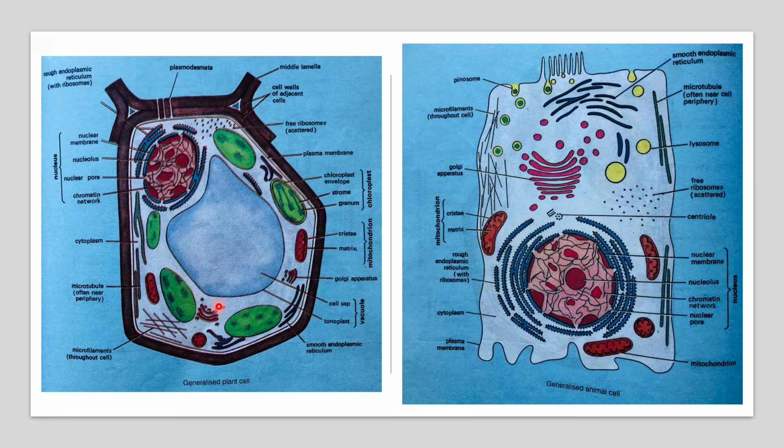substances inside the cell. Then come the ribosomes. These are ribosomes attached to smooth endoplasmic reticulum, and free ribosomes. These are present both in the plant and animal cell, and these are the center for protein synthesis.